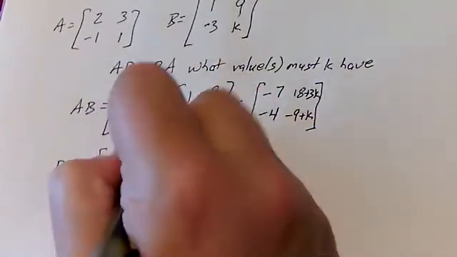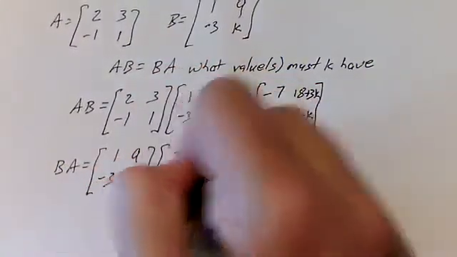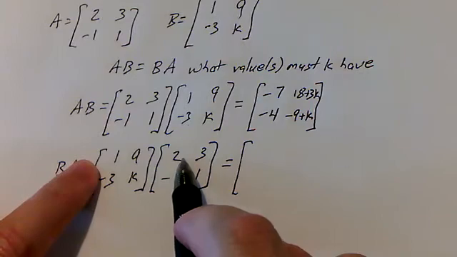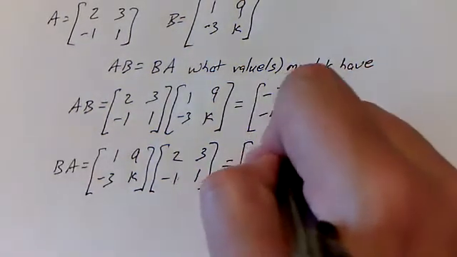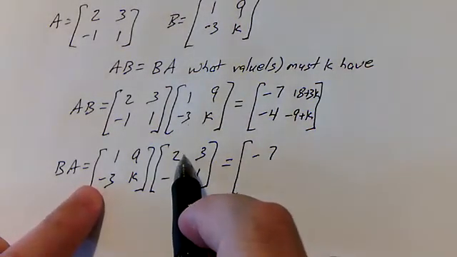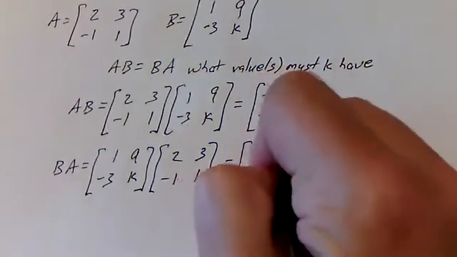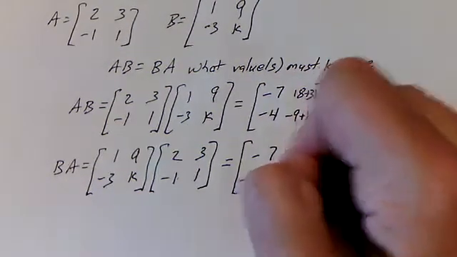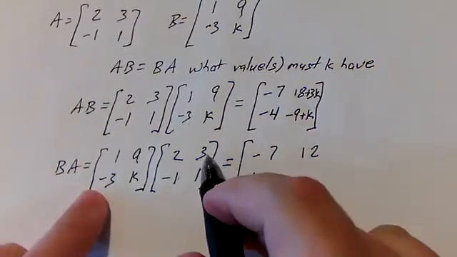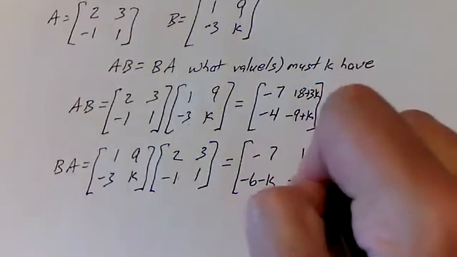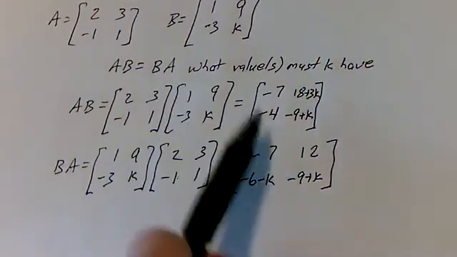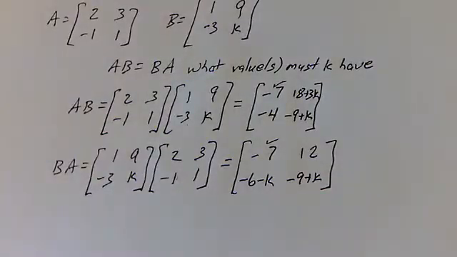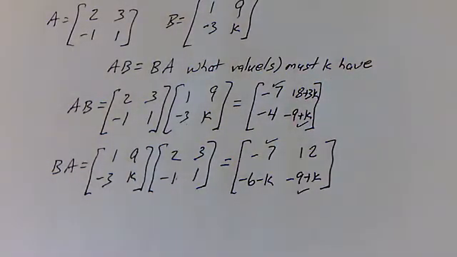So I've got 1, 9, -3, K. Then my matrix A is 2, 3, -1, 1. Right? And so we go across the rows and down the columns again. So 2 times 1 is 2, plus 1 times a -9 is a -7. Second row, first column, I've got -6 minus K. First row, second column, 3 times 1 is 3, 9 times 1 is 12. Second row, second column, I've got -9 plus K. Okay, and now I know in order for matrices to equal each other that the components all have to be equal. Okay, so -7 and -7 are equal. We're good on that. In the lower right, -9 plus K and -9 plus K, those are also equal.